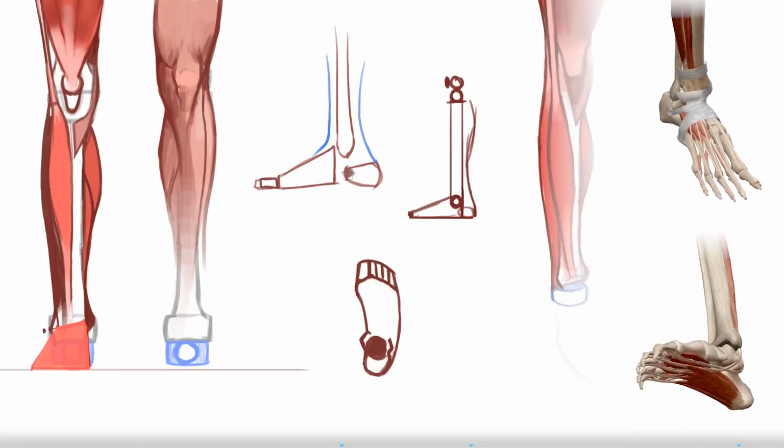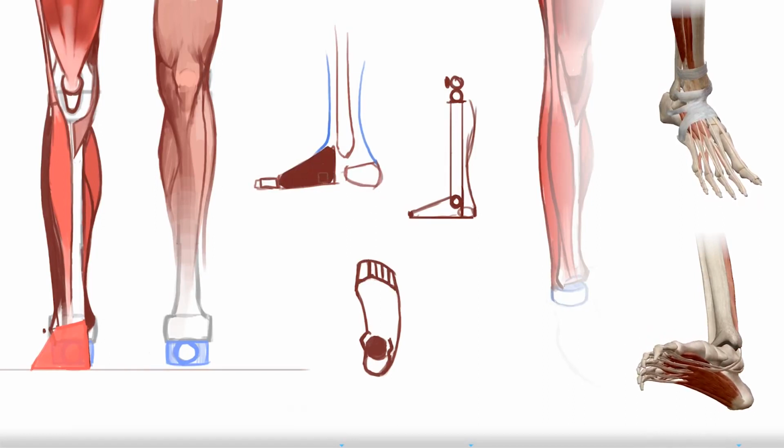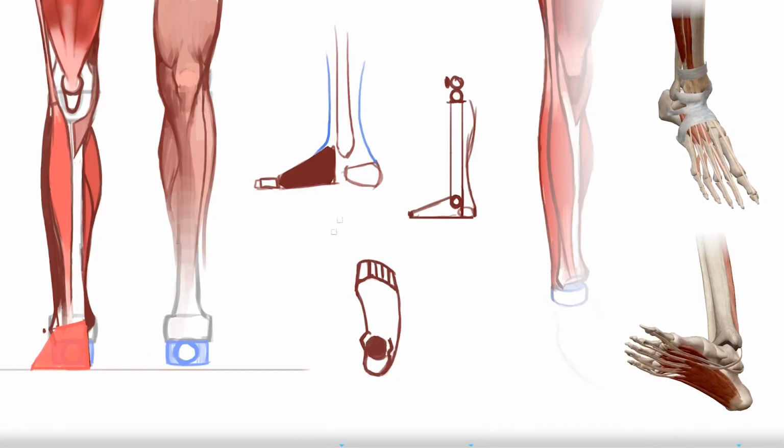So we're going to have the heel itself, which is going to be this portion here. We'll have the portion in front of the foot here that includes all the metatarsals and all the ligaments, all the different tiny muscles that make up the foot.